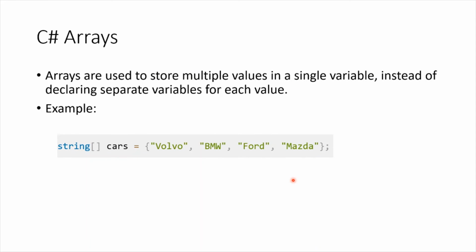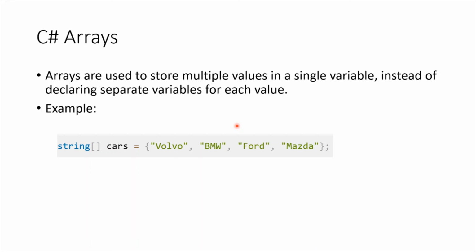Then you have arrays. Interesting one, because arrays are used to store multiple values in a single variable instead of declaring separate variables for each value. To declare an array, define the variable type with square brackets like this, and you just initialize this array.